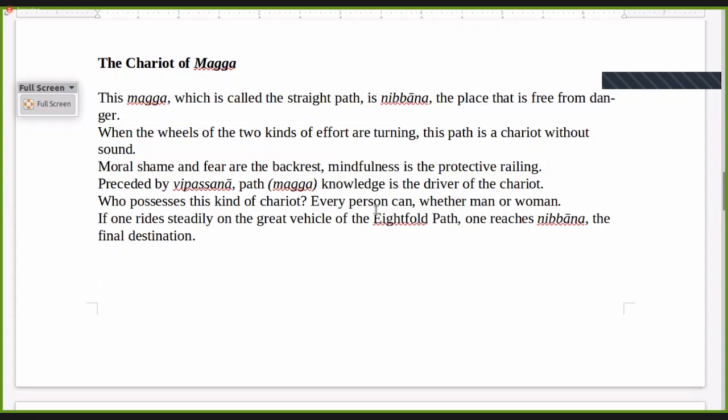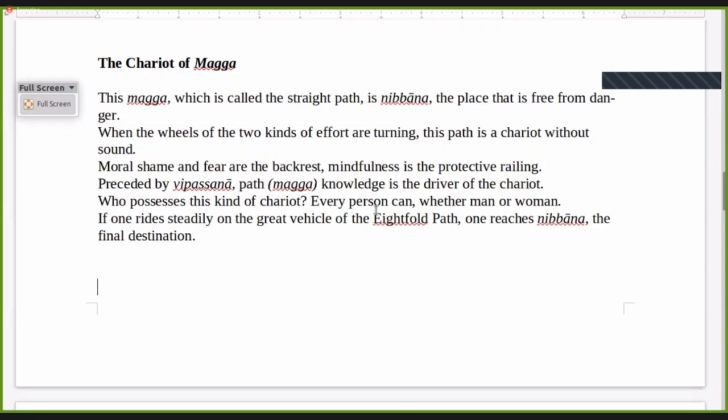So in this mega vehicle, you can see the cetasikas: viriya, hiri, ottappa, sati, etc. These are the sankharakkhanda mental factors. Viriya, hiri, ottappa, and mainly sati. So long as you keep turning the wheel of this mega vehicle, you will surely reach Nirvana, your final destination.